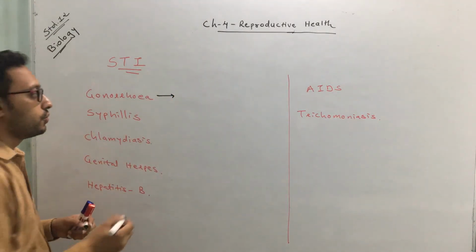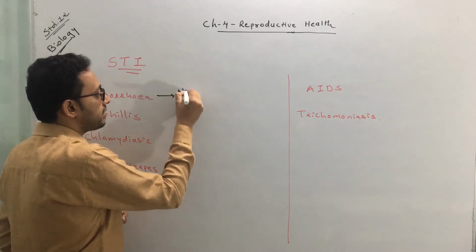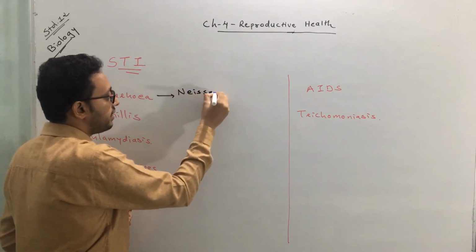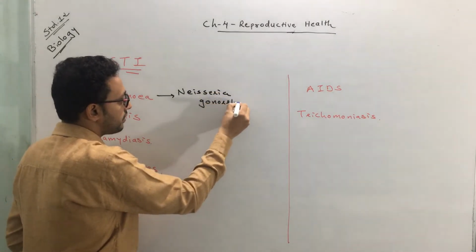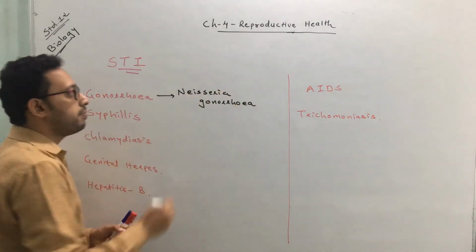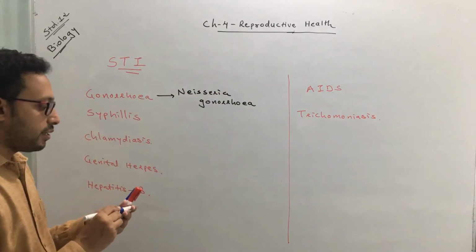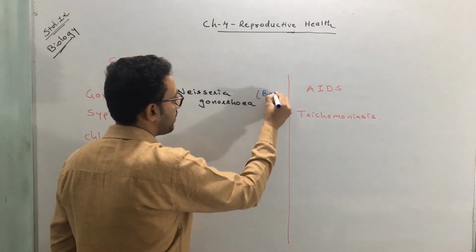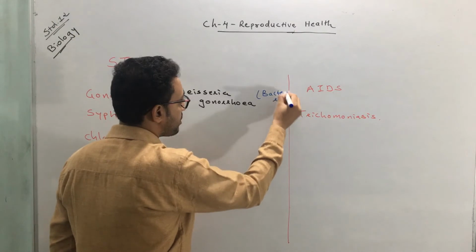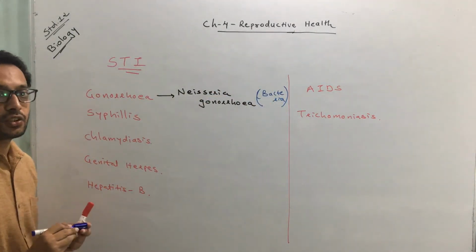Gonorrhea is caused by a bacteria called Neisseria gonorrhoeae. This is the name of the bacteria by which it is transmitted. Remember, it is a bacteria. It's a bacteria, Neisseria gonorrhoeae.